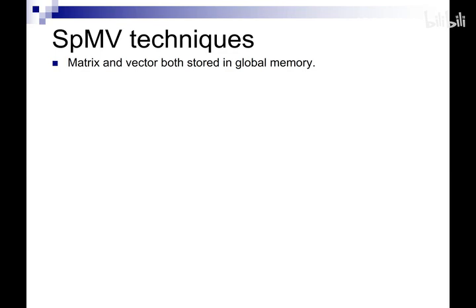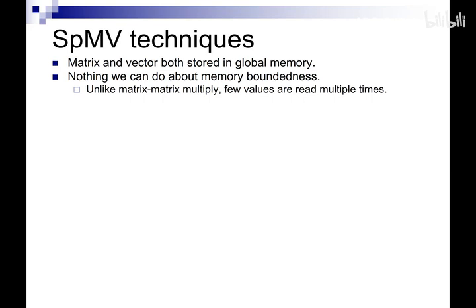Now, all of these methods are always going to be storing the matrix and the vector in global memory, because even though the matrix is sparse, it's still very large. It's like hundreds of megabytes or gigabytes in size, so it can only be put into the global memory. In terms of the computation to memory access bound, there's not much we can do about that, because that's the nature of matrix vector multiplication.